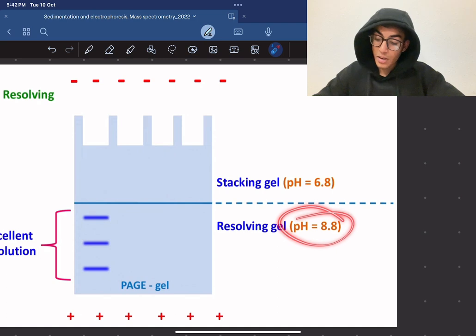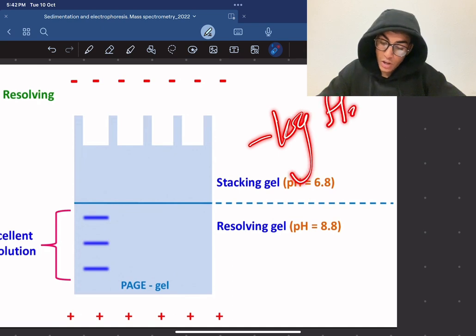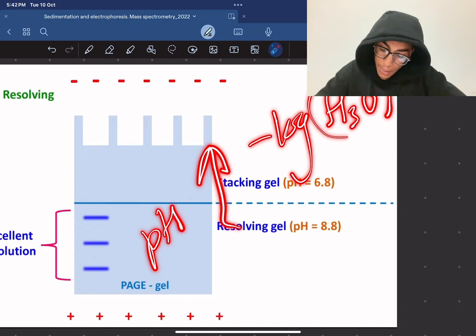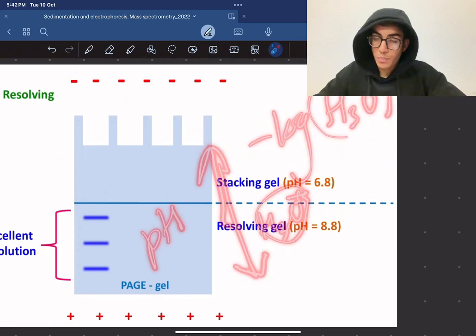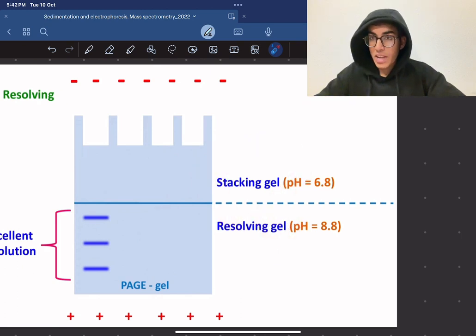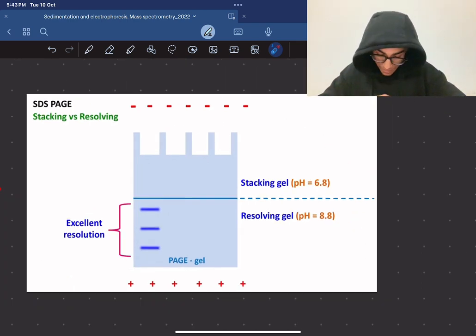What is pH basically? pH is the negative log of H3O+. So when you have a higher pH, that means you have less H3O+. H3O+ is positively charged, so when you have less of that, your overall charge will be negative. Now I'll explain why I'm explaining this.